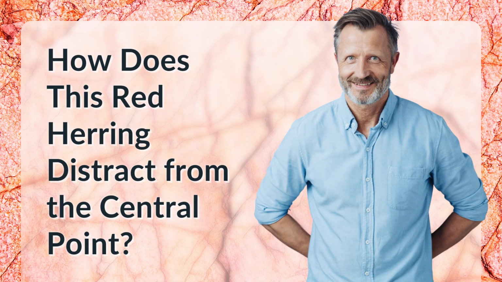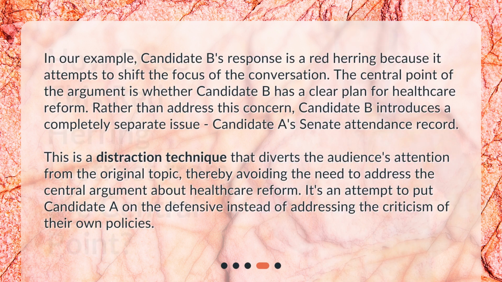How does this red herring distract from the central point? In our example, candidate B's response is a red herring because it attempts to shift the focus of the conversation. The central point of the argument is whether candidate B has a clear plan for healthcare reform. Rather than address this concern, candidate B introduces a completely separate issue: candidate A's Senate attendance record. This is a distraction technique that diverts the audience's attention from the original topic, thereby avoiding the need to address the central argument about healthcare reform. It's an attempt to put candidate A on the defensive instead of addressing the criticism of their own policies.